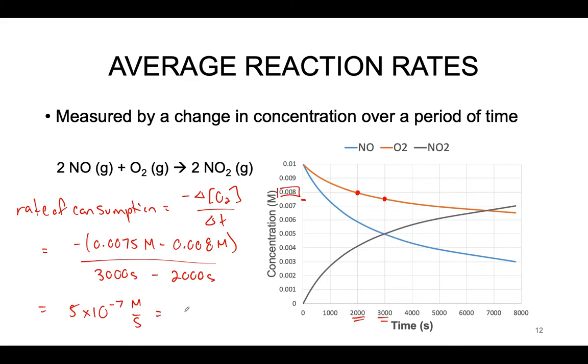In other words, we are looking at 0.5 times 10 to the negative 6 molar per second, which is exactly half of the rate of formation of the nitrogen dioxide and half of the rate of consumption for the nitrogen monoxide. So we can attribute this exactly to our stoichiometric coefficients out in front of our species. Because there is only a 1 in front of our oxygen, it gets used up half as quickly, and therefore its rate of consumption is half as much as that of our other reactant, the nitrogen monoxide.